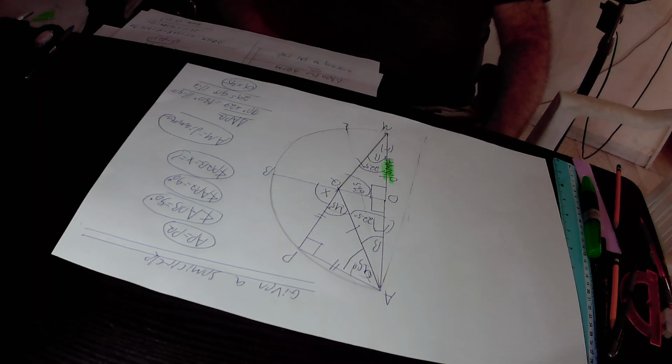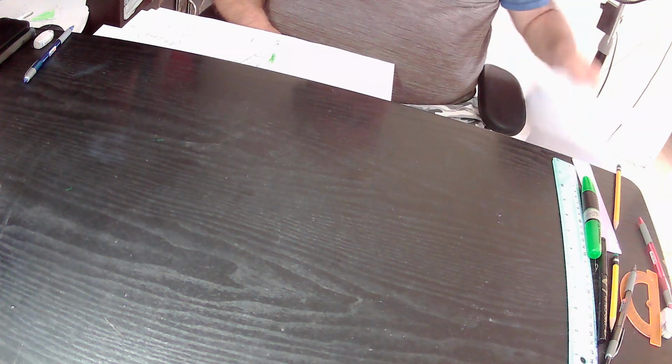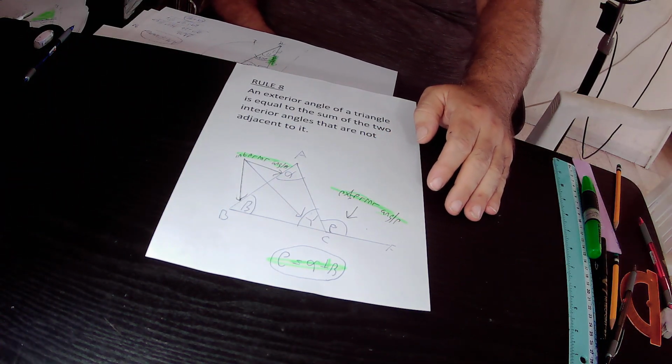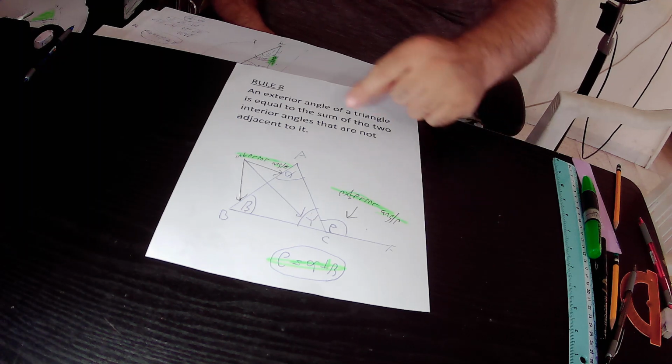In the next step, I presented to you a new rule and we implemented the new rule in our drawing. The new rule is actually Rule 8. According to Rule 8, an exterior angle of a triangle is equal to the sum of the two interior angles that are not adjacent to it. Again, an exterior angle of a triangle is equal to the sum of the two interior angles that are not adjacent to it.